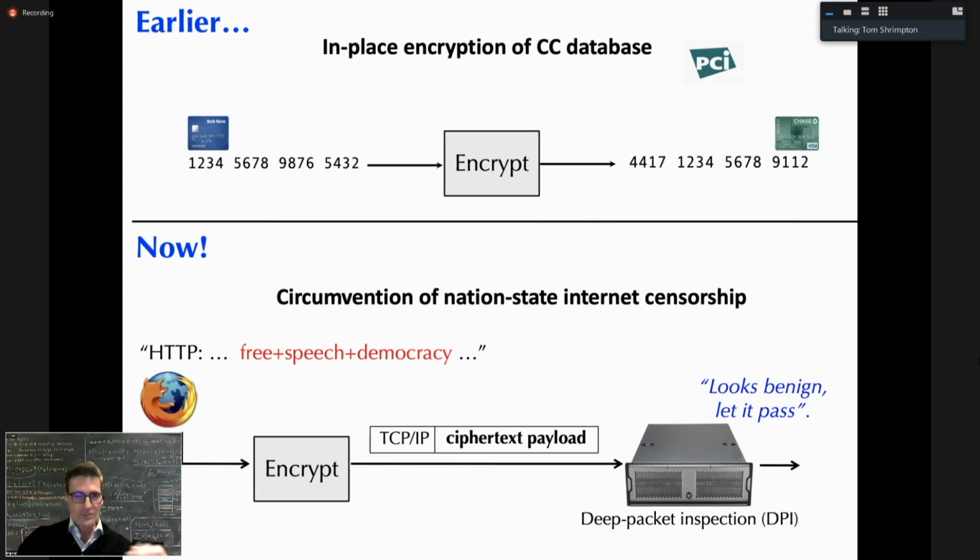So we saw earlier this problem of how to do in-place encryption of credit card numbers. Now I want to talk about the other, seemingly unrelated problem of how to circumvent nation state censorship, in particular the kind that uses DPI, deep packet inspection devices.